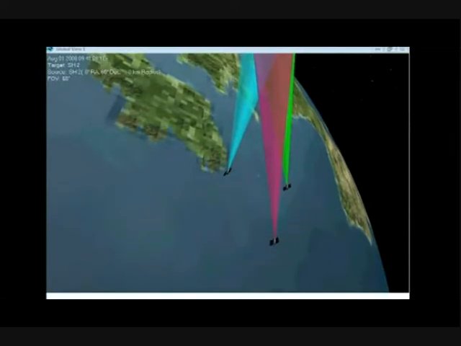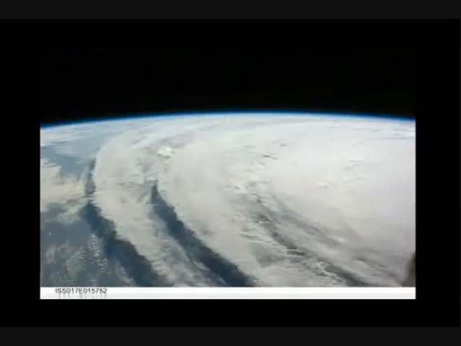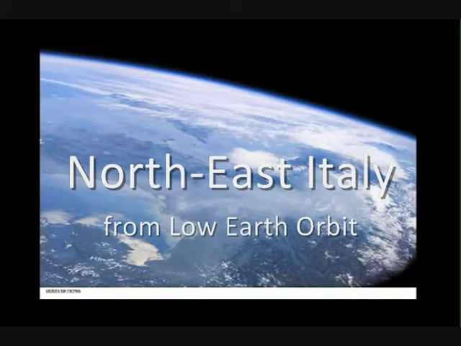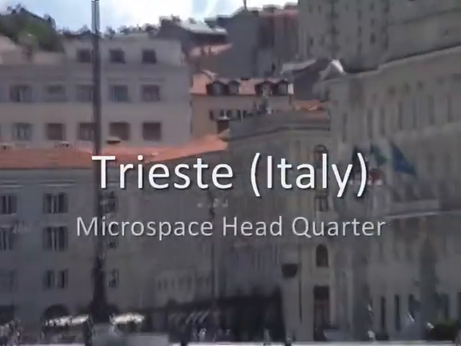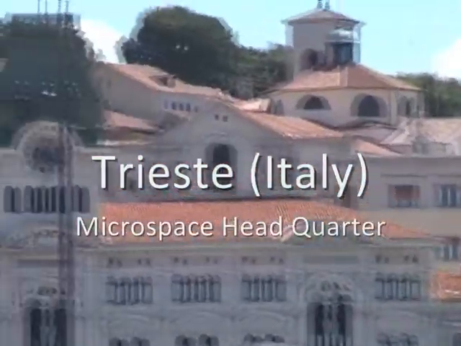so that there will be constellations of these satellites, in order to obtain uniform coverage of the surface, to have real-time imaging or capability of communication. We started Microspace in Trieste, Italy in 2002, and here is where we have our headquarters, where we also have a laboratory in Singapore at the moment.